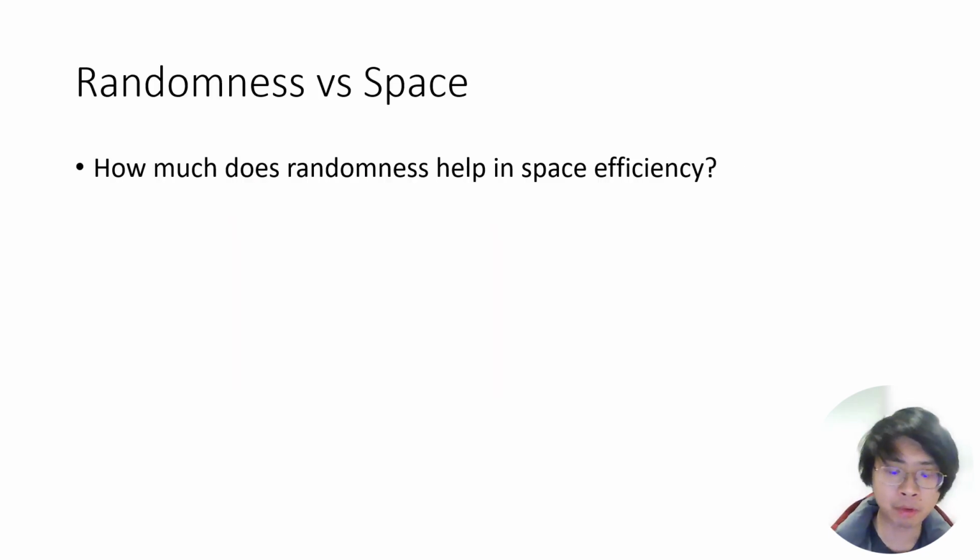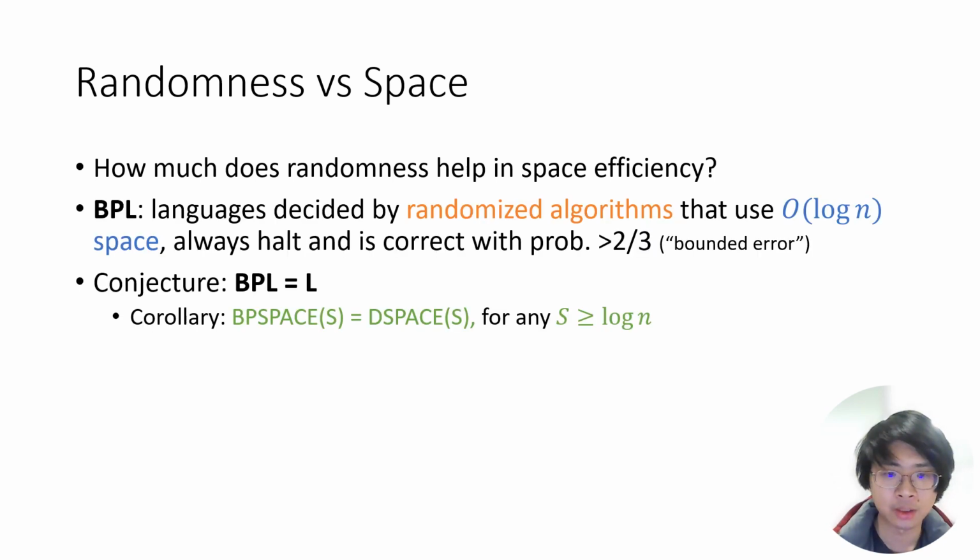So the general topic we are going to focus on in this talk is the randomness versus space problem, which asks how much randomness helps in space efficiency. Recall that BPL is the class of languages decided by randomized algorithms that use only log n space, and it is widely conjectured that BPL equals L, which means every log space randomized algorithm can also be made deterministic using also log n space. A simple corollary by a padding argument shows that any randomized algorithm that uses space s greater than log n can also be made deterministic by paying a constant factor overhead in the space complexity.